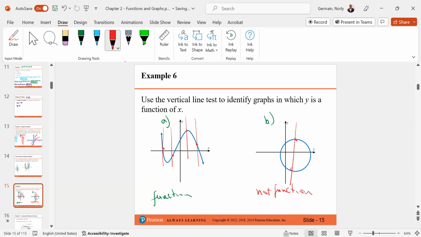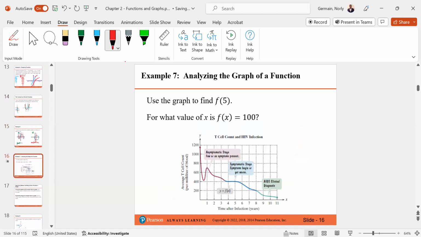One of the things we do with a graph is obtain information from the graph. I told you already, you can obtain information about a function in its graph. For example, here on this particular graph, they ask you to use the graph to find f of 5, right?